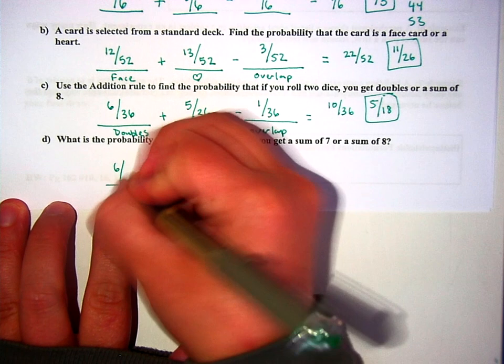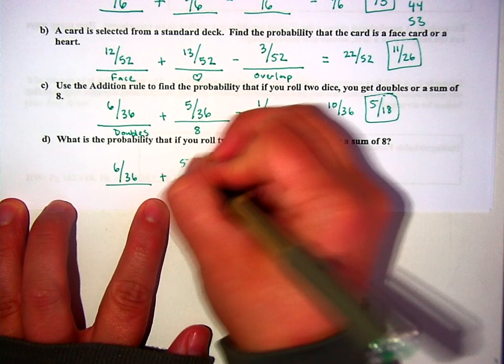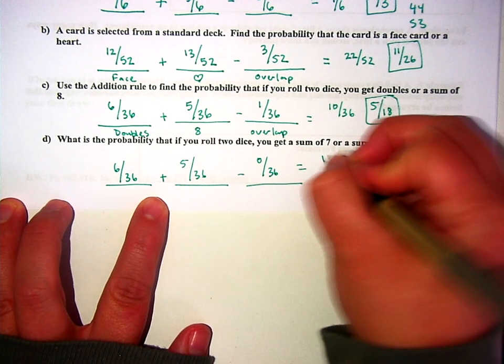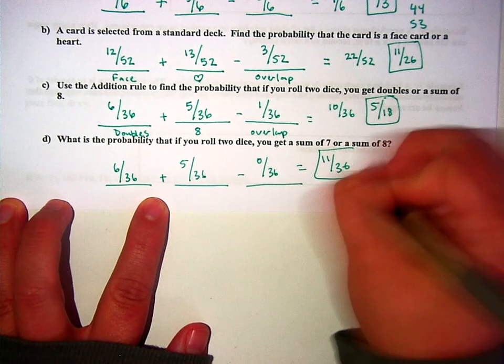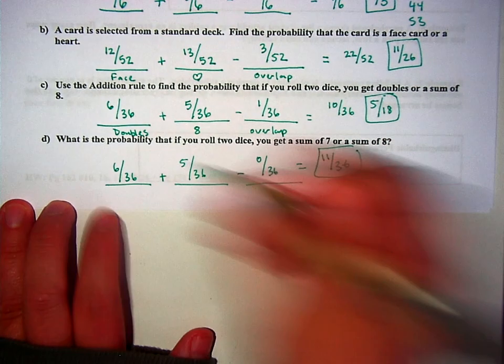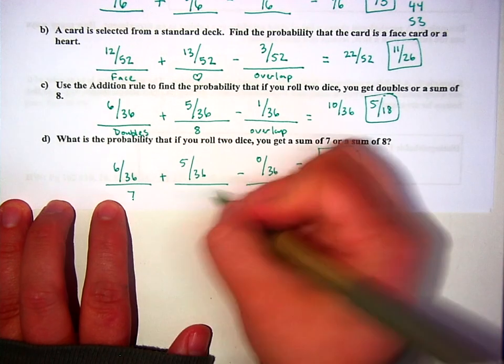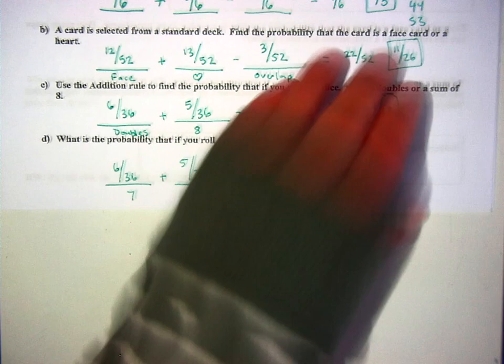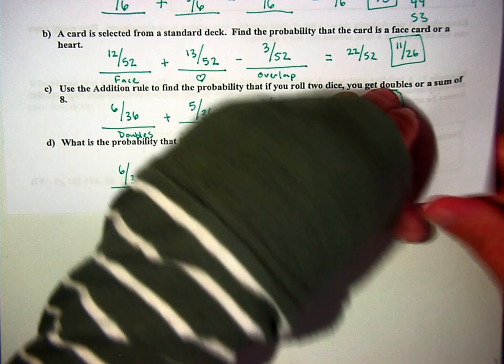All right, if you did it right, it should be 6 out of 36 here, 5 out of 36 here, 0 out of 36 here, which makes 11 out of 36, correct? Yeah. Beautiful. And this is what? 7s, that was 8s. It's overlap. All right. Second page.